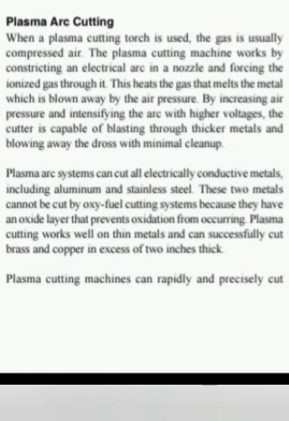Plasma arc cutting. When a plasma cutting torch is used, the gas is usually compressed air. The plasma cutting machine works by constricting an electric arc in a nozzle and forcing the ionized gas through it. This heats the gas that melts the metal, which is blown away by the air pressure. By increasing air pressure and intensifying the arc with higher voltages, the cutter is capable of blasting through thicker metals and blowing away the dross with minimum cleanup.